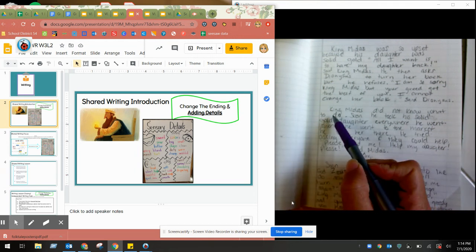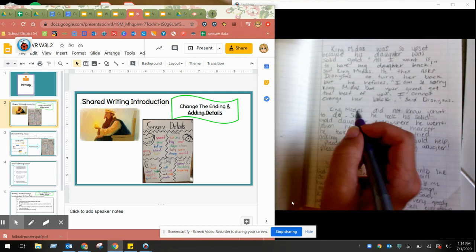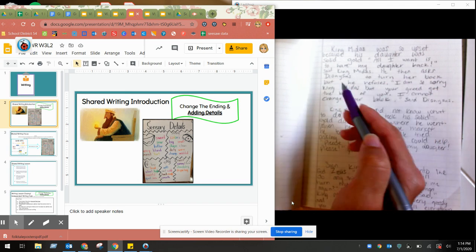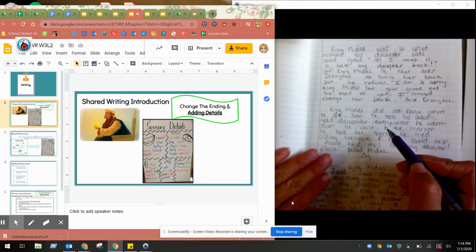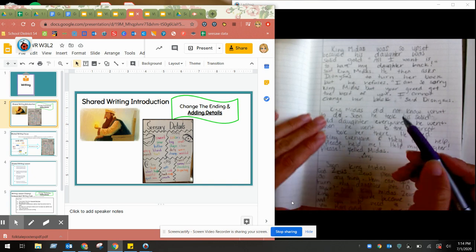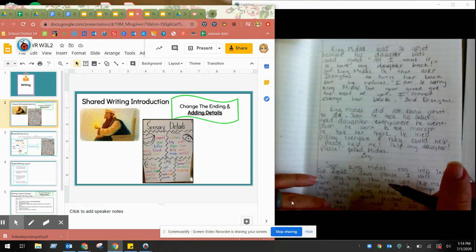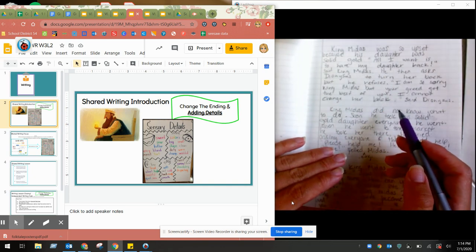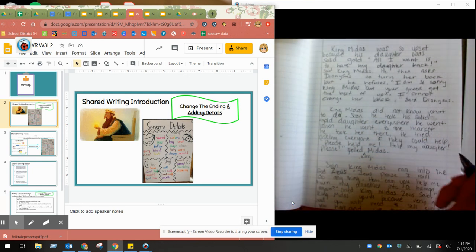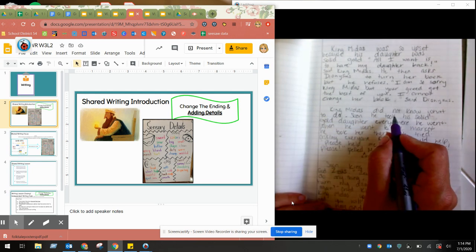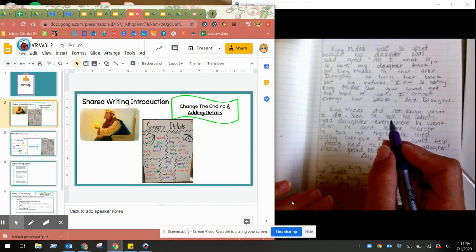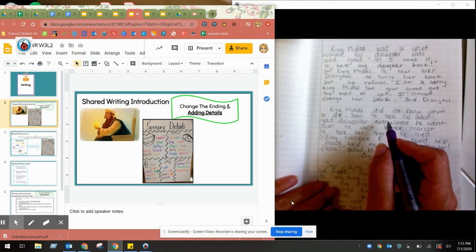So I'm going to start with the second paragraph, just because you've already heard my first paragraph. But really, what I want to do as a reader is read my entire story over again and add details to any part of the story that I think I missed. So let's begin reading and see what are some sensory details I can add as I'm reading.